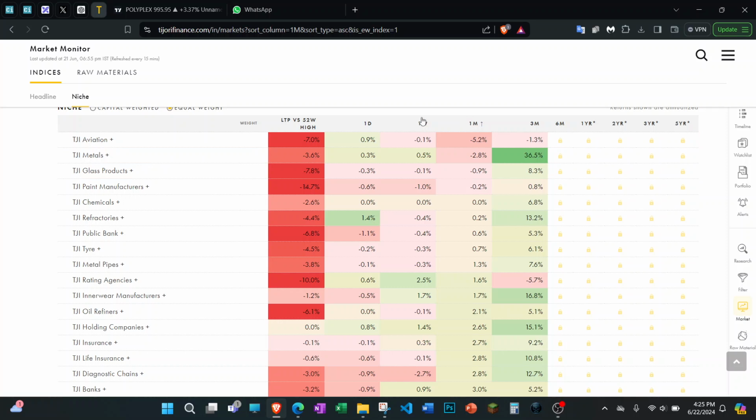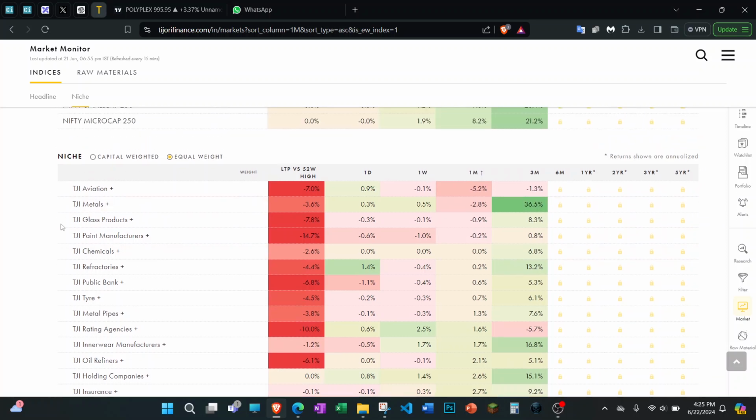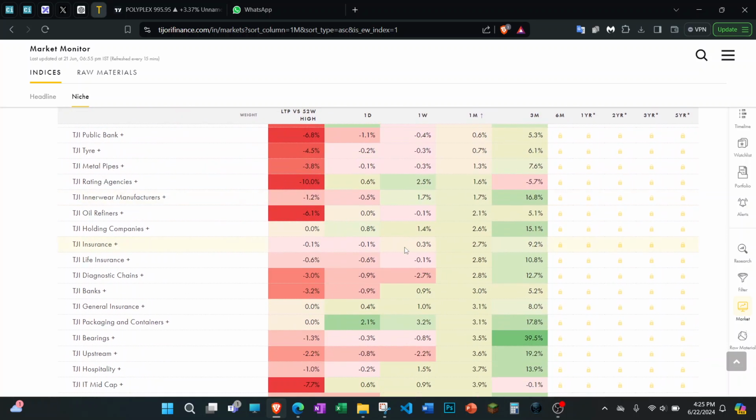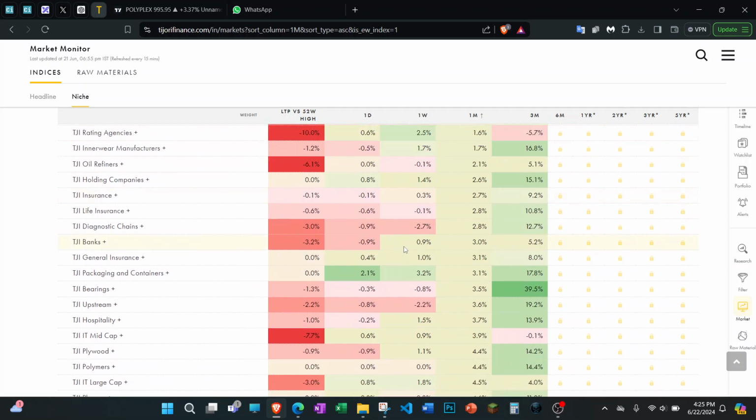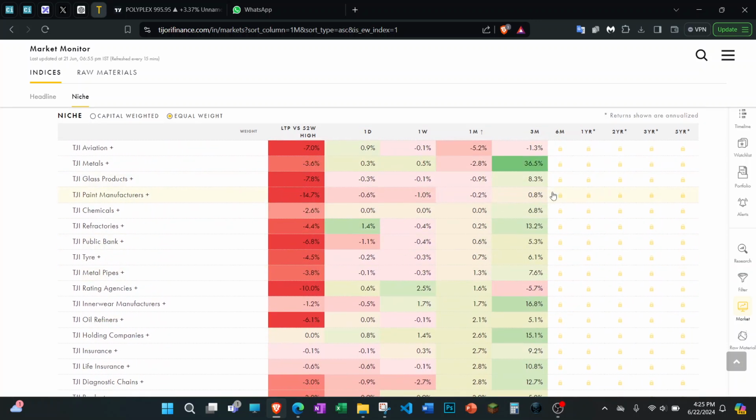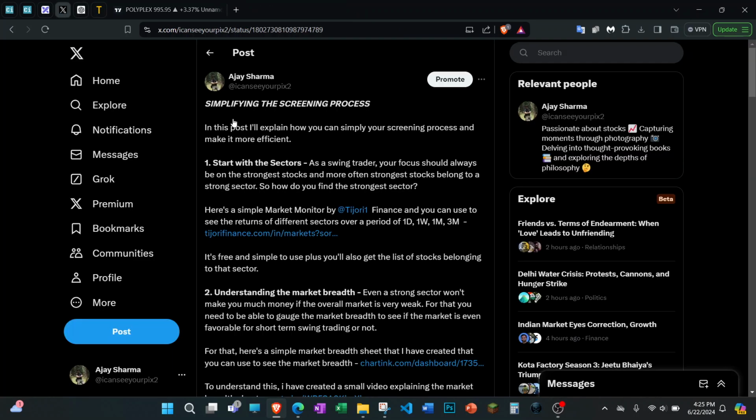So 1 month and 1 week really works well for me because I'm a swing trader, and plus I'm a trend trader. So I'm just looking at the stocks that are trending really well. You can also go through the 3 month, and if you have the paid subscription, you can also go through 6 month, 1 year, 2 year returns to see the overall strength of the sector. So this was the first step.